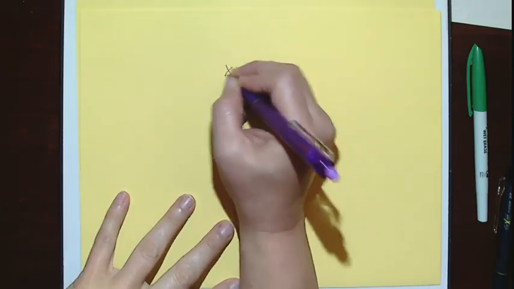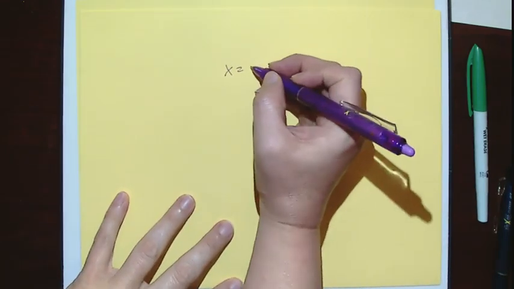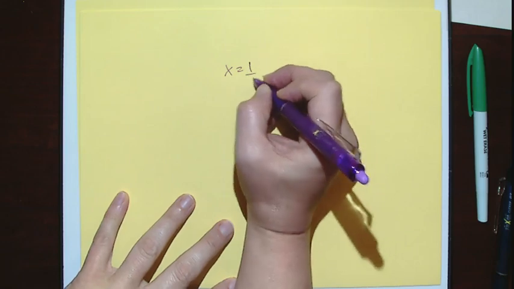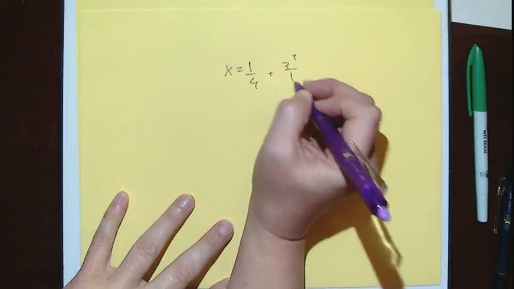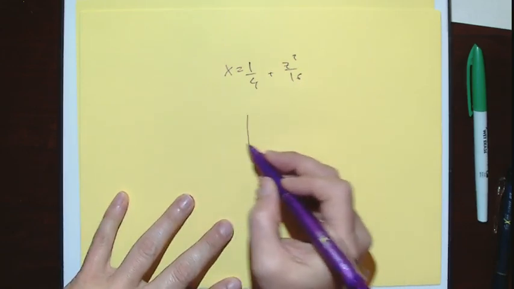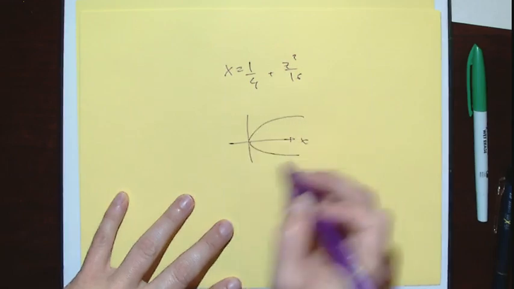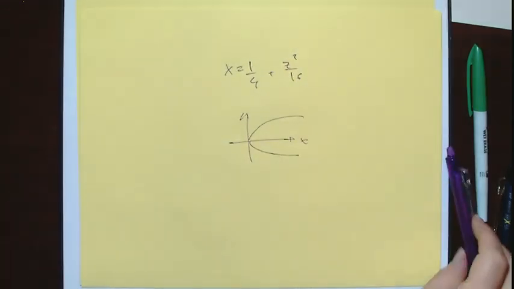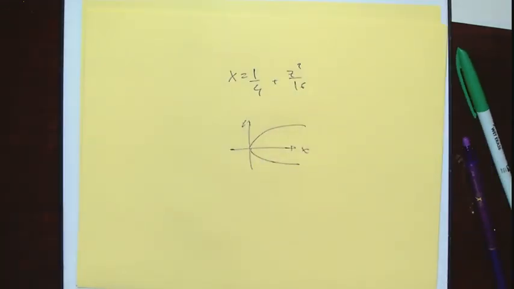And B is correct. Again, it's going to be x equal to 1/4 plus z squared divided by 16. It has to open in the x. The parabola opens toward the x, right?